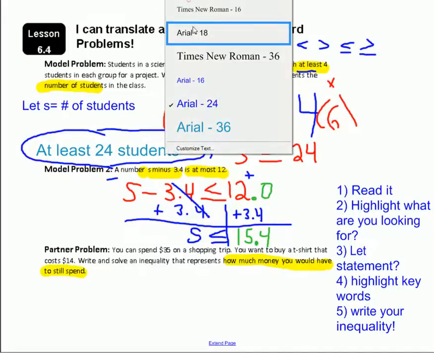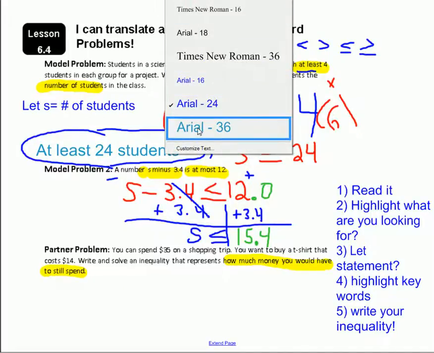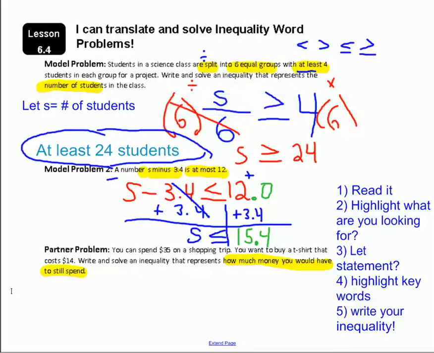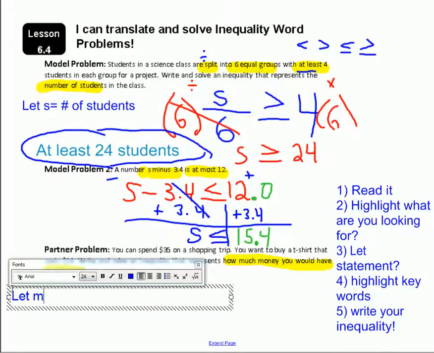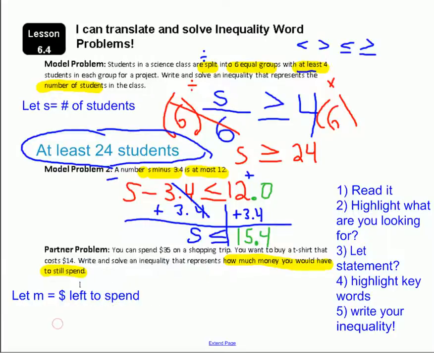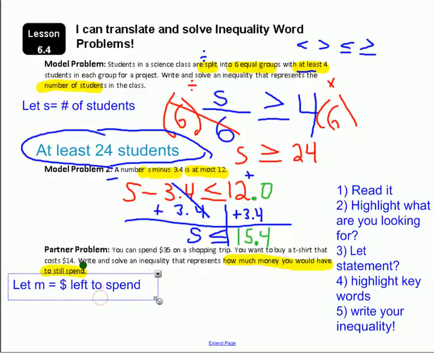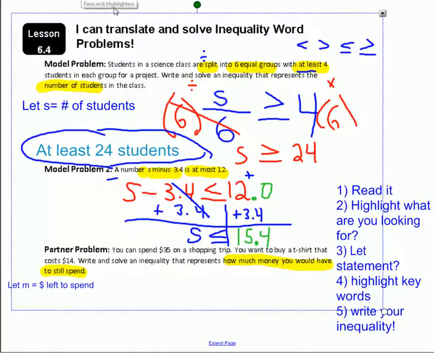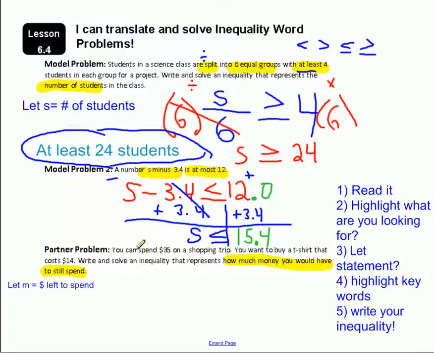Okay, so I'm writing a let statement for that because they didn't tell me what letter to use. Let's call it M for money. M is representing the money I have left to spend. Alright, now I'm going to read it one more time and see what I can do. It says I can spend $35. Okay. But I want to buy a t-shirt that costs $14.